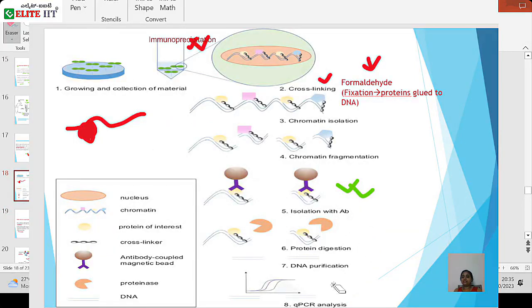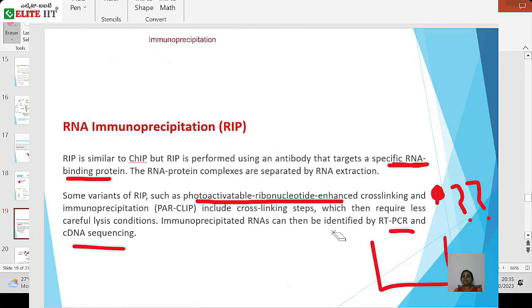In ChIP you are getting DNA, so simple PCR analysis you can do. But in case of RIP, finally you are getting the RNA sequence. So for RNA, always you have to do the RT-PCR, reverse transcriptase PCR. You can get cDNA and do the sequencing. If you do the sequencing of cDNA, you can make the complementary sequence, and that is for the RNA. Clear?